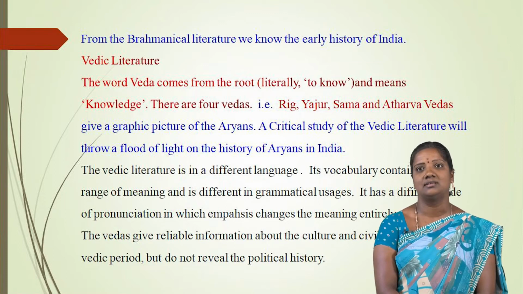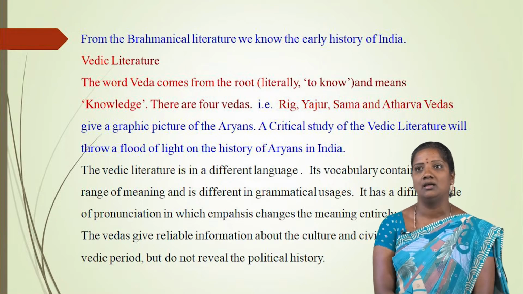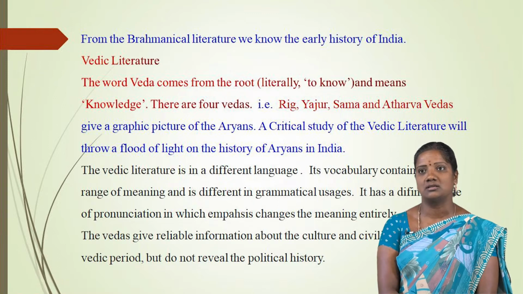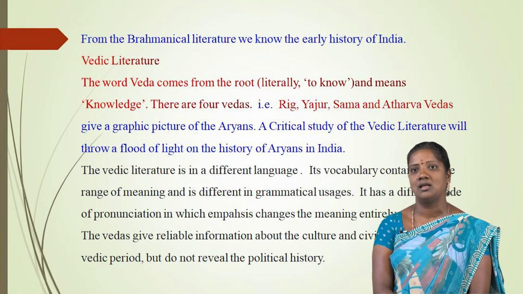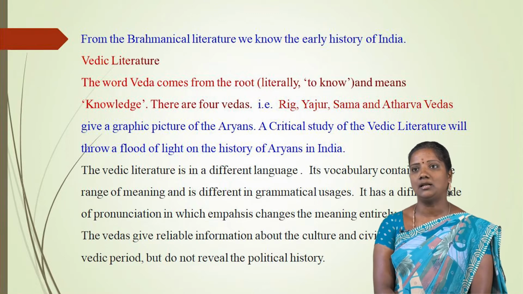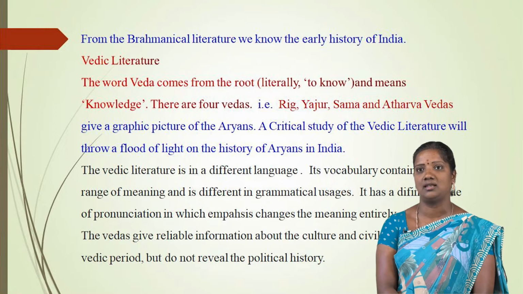Vedic literature. The word Veda comes from the root meaning to know, and means knowledge. There are four Vedas, that is Rig, Yajur, Sama and Atharva Vedas. They give a graphic picture of the Aryans. A critical study of the Vedic literature will throw a flood of light on the history of Aryans in India.